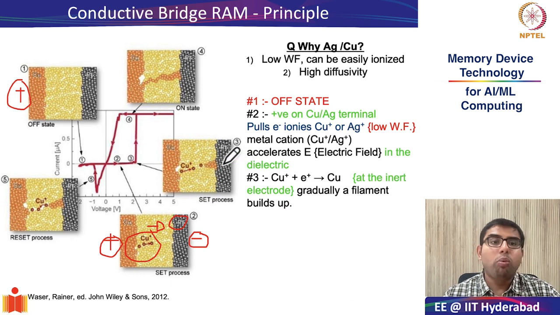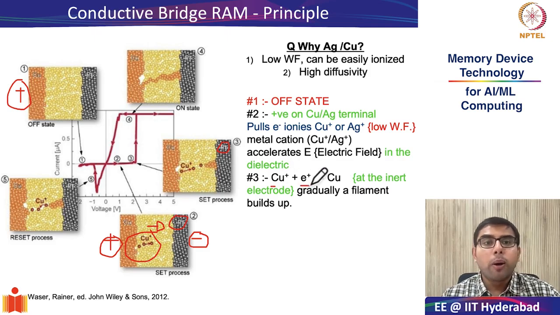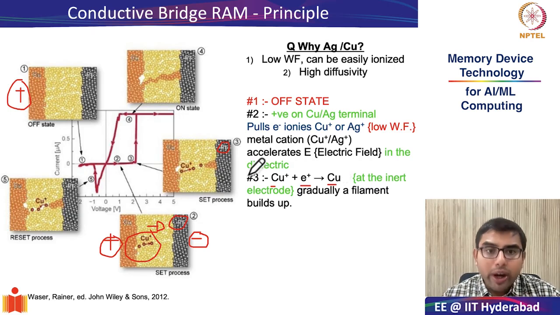In the third step, the copper ions which go and meet this negatively biased platinum electrode take an electron from this platinum material. So basically, this cation gets neutralized by accepting an electron from the platinum metal and becomes again a copper atom. Now it cannot move any further, therefore it starts getting deposited at the platinum electrode. And gradually, a filament starts building.